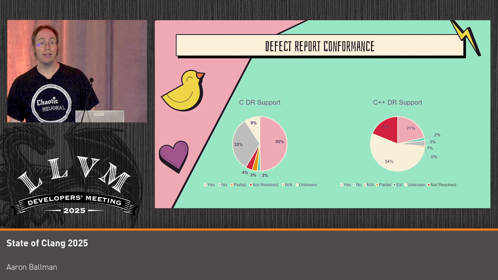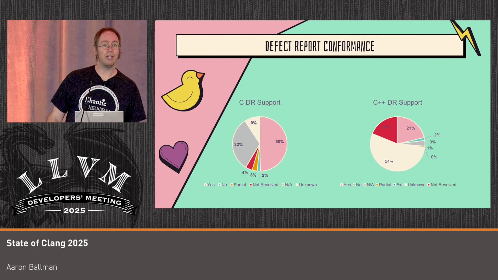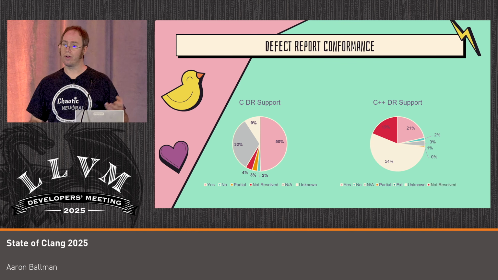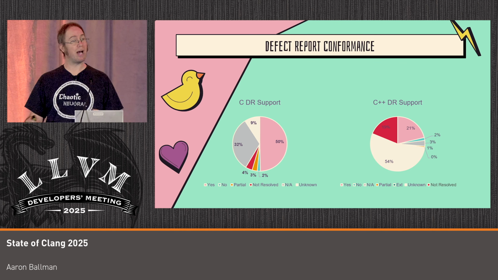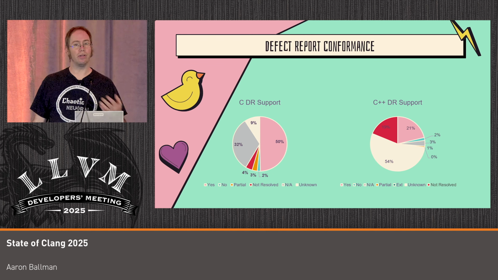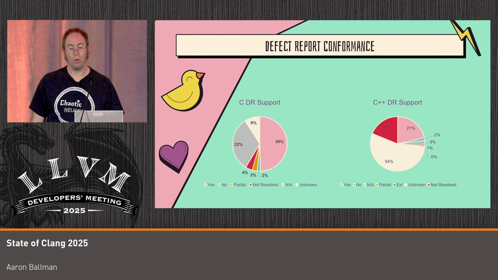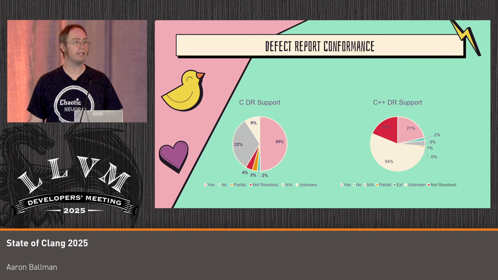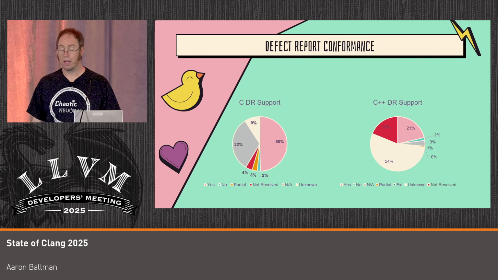So switching gears a little bit into defect reports. So these are basically bugs in the standard. And I don't have the pretty pie charts from 2024 for this, but I did spot check the data. And we're basically exactly the same in 2025 as we were in 2024. On the C side of things, we are 50% complete of implementing our defect reports. We have about 9% that we don't know whether we do or don't implement the defect report.